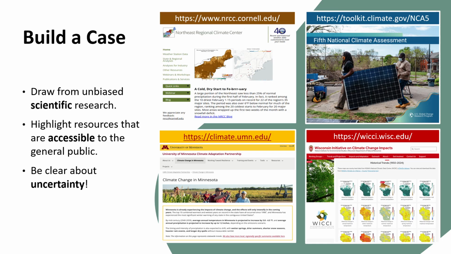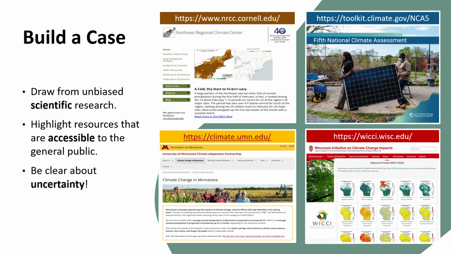One of the most important aspects of communicating about climate change is being a credible messenger, which means relying upon unbiased scientific research and being honest about uncertainty. There are many misconceptions about climate change perpetuated by uninformed or misleading messengers, so make sure you're turning to the most trusted and relevant sources of information.